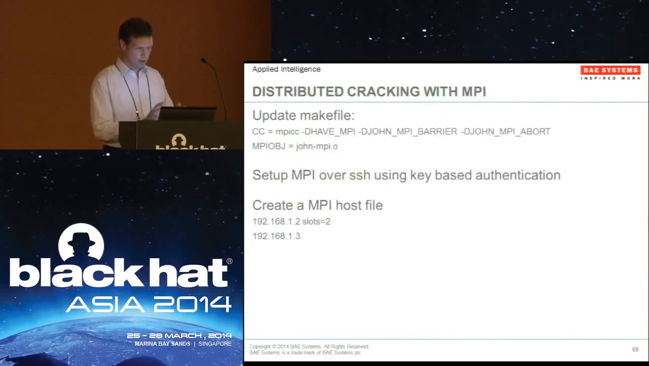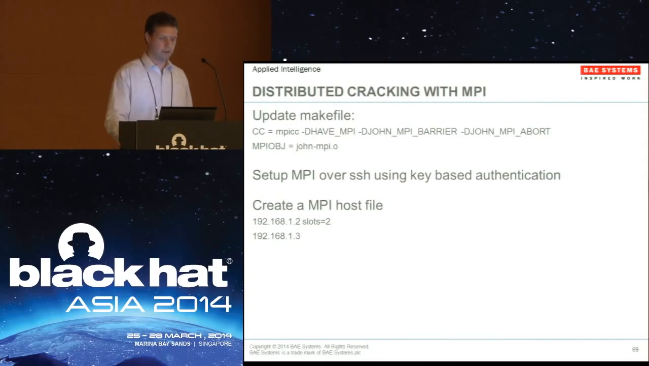Yep. If you are using John with Jumbo, you can update the makefile to enable MPI, so you can do distributed cracking across multiple hosts. MPI is pretty easy to set up. You create a host file, enable SSH authentication for your user, key-based authentication, so you can't rely on passwords, and then basically use mpiexec with john and whatever parameters you would normally use, and then MPI takes care of the rest. So it's really easy to do distributed stuff with MPI.